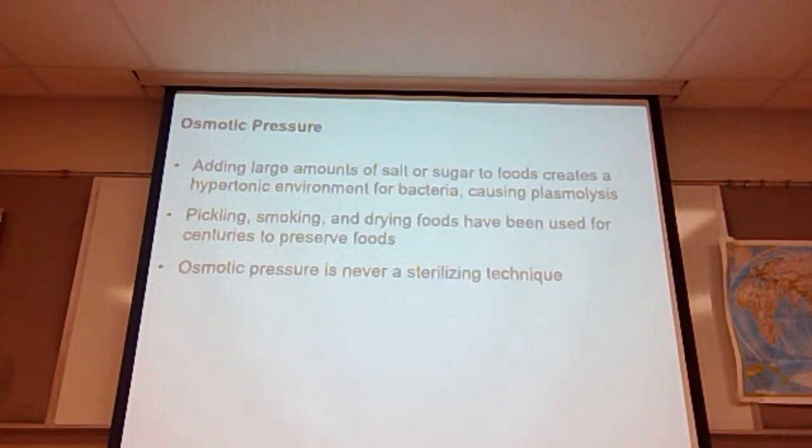Osmotic pressure is the pressure exerted by standing water. If you add large amounts of salt or sugar to foods, it creates a hypertonic environment for bacteria, causing plasmolysis. The bacterial cells will rupture. Pickling, smoking, and drying foods has been used for centuries to preserve foods. And osmotic pressure is never a sterilizing technique. It simply prevents the bacteria that are there from reproducing.